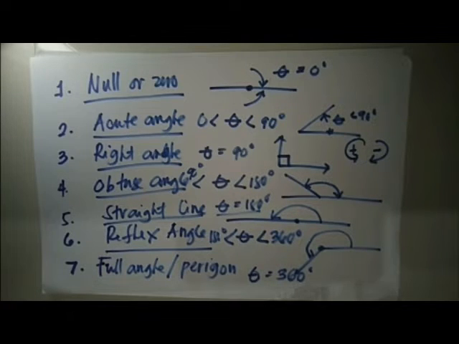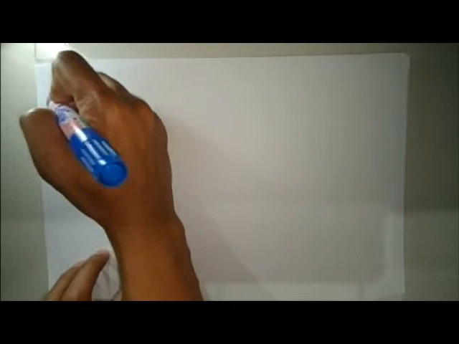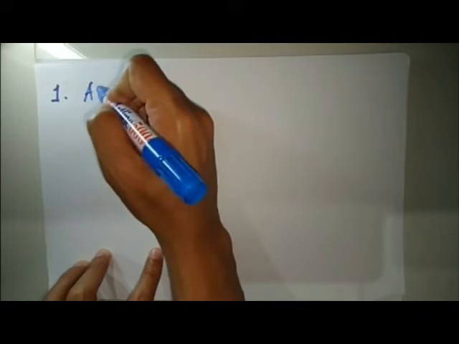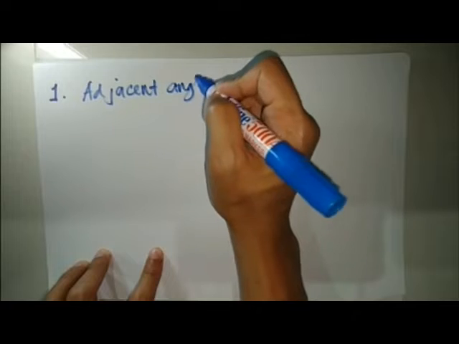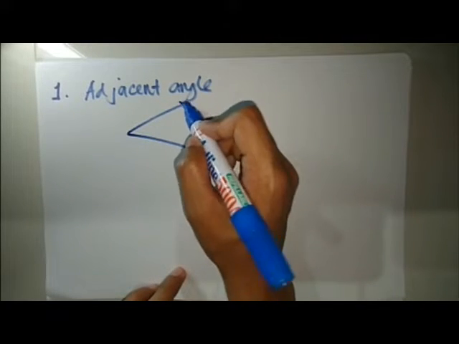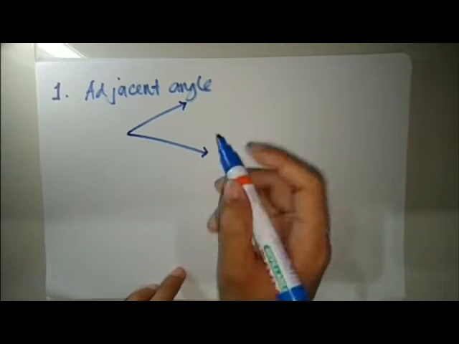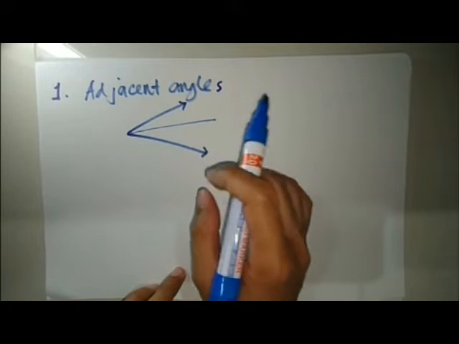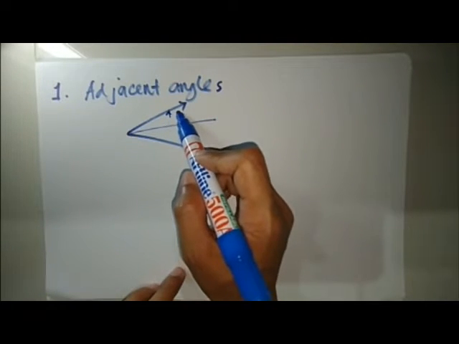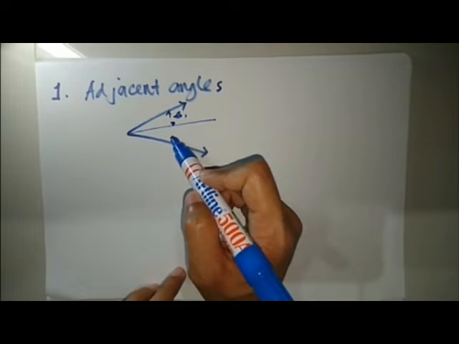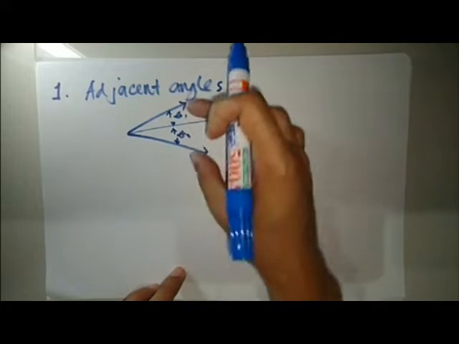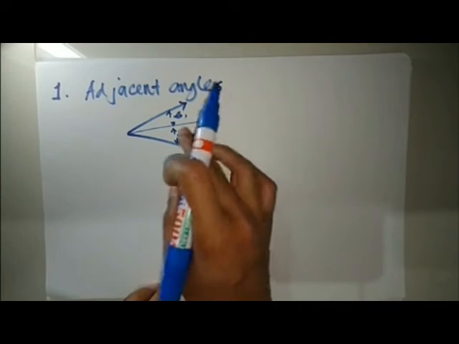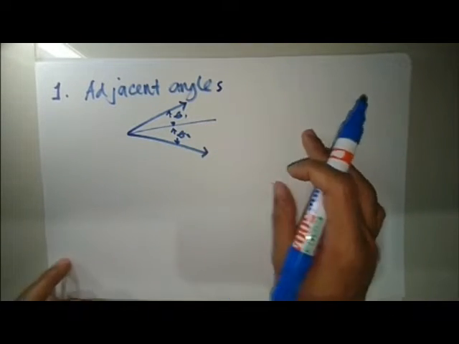What about the types of angles according to their relationship? First, you have the adjacent angles. For example, you have two legs here that have a common leg. This is theta sub 1 and theta sub 2. They are formed with a common leg, therefore they are adjacent angles.